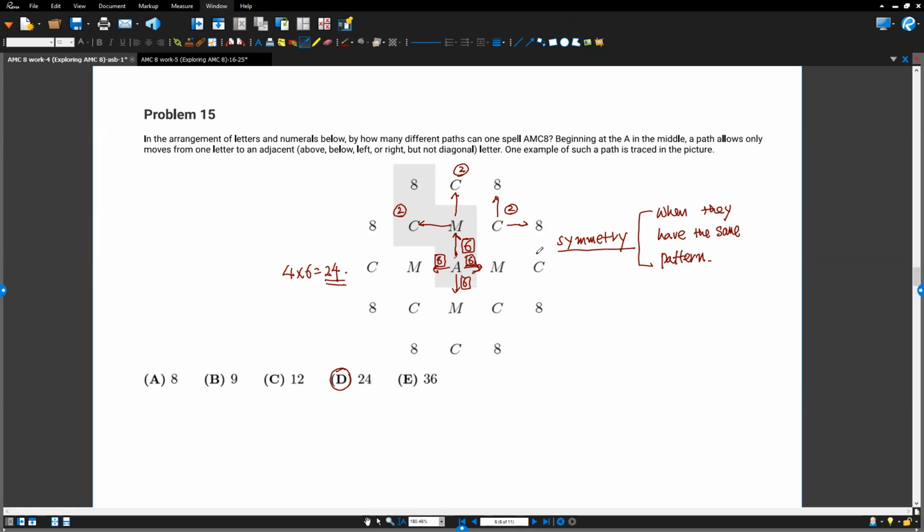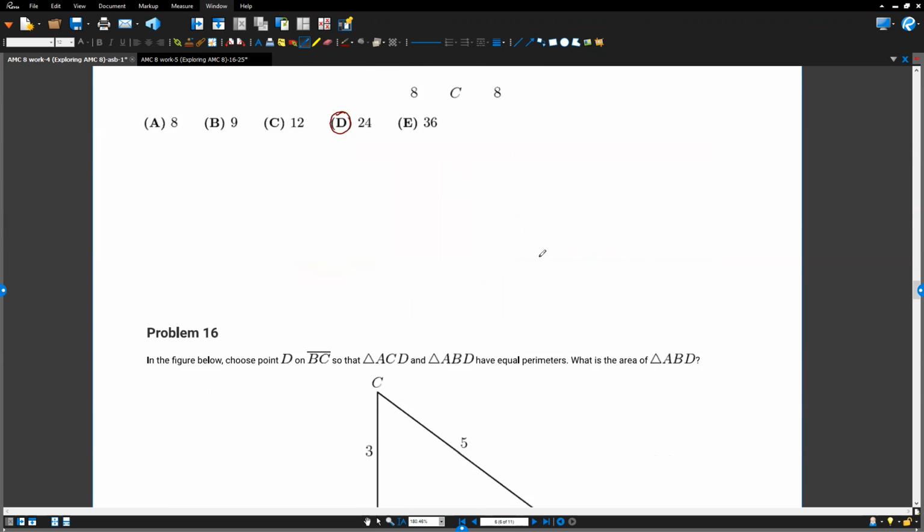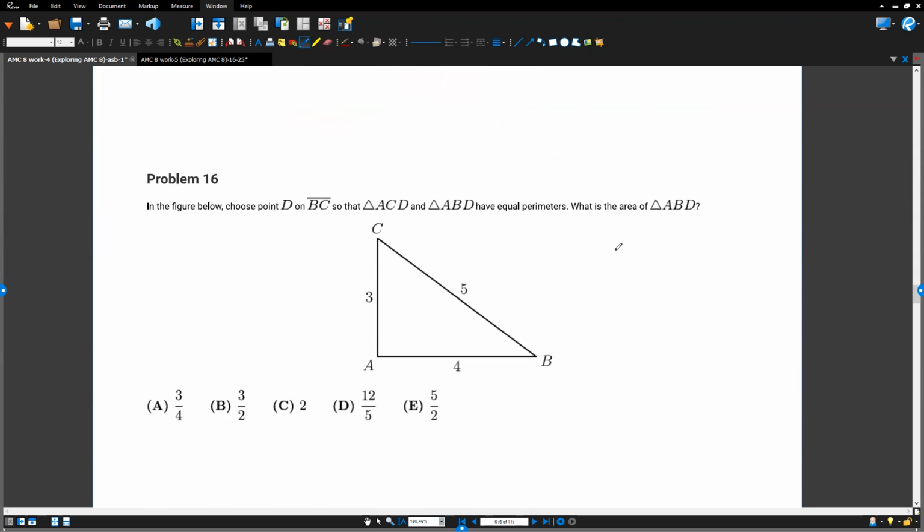All right, number 16 over here. Number 16, we have a right triangle, 3, 4, 5. Okay, Pythagorean triplet. All right, we have D on BC, but there is a constraint: they have the same perimeter. This side is 3, this side is longer, and this side is maybe a little shorter than that, right?